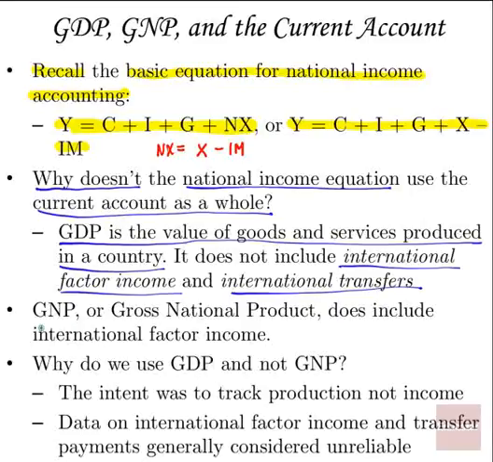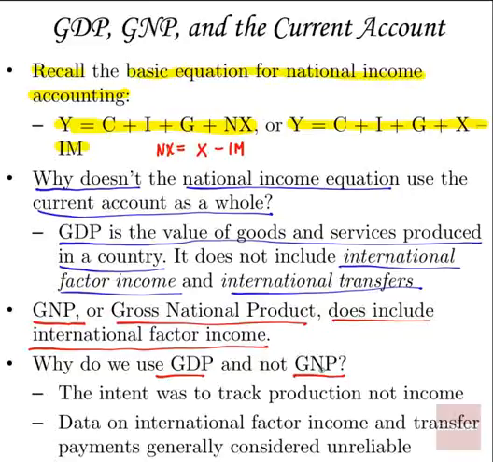Well, GNP, or gross national product, does include international factor income and transfers. But why do we use GDP and not GNP? Why is GDP the prevailing figure that we use? The reason is that the intent was to track production and not income. So yes, GNP might be a better measure of factor income because that's included in there, but we're more concerned about production rather than the actual income. So GDP does a little better job than GNP.